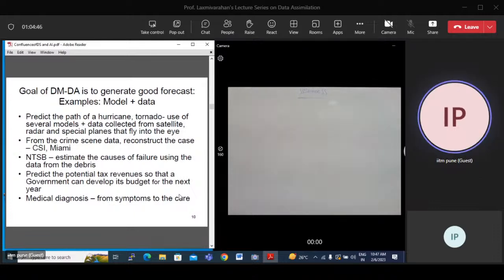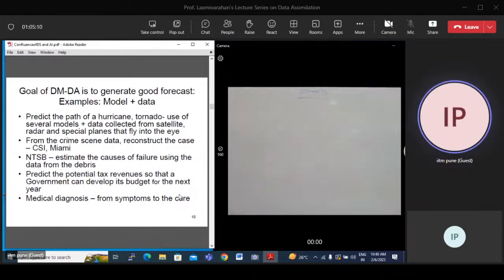Crime scene investigation. We are not the only ones doing data assimilation and data science. A crime has happened, detectives come, they collect data to be able to model how the crime may have been committed. Who are the group that are capable of doing this? Every crime scene investigation always goes from data to model to solving the crime.